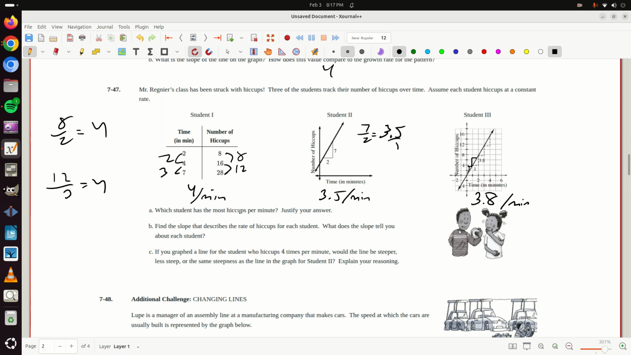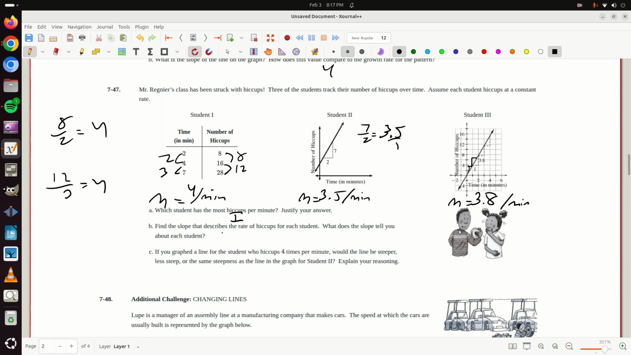So which student has the most hiccups per minute? I'll say student 1 does. Find the slope that determines the rate of hiccups for each student. I did, right? The slope here is 4 a minute. The slope here is 3.5 a minute. And the slope here is 3.8 per minute.